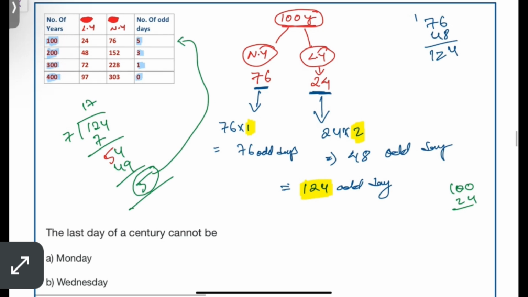Since there is 124 here, I try to convert it in terms of weeks so as to minimize our answer. So in that case, after converting it in terms of weeks, there is 7. This can be written as 17 weeks plus 5 days. So we say that the extra days which cannot be converted in terms of weeks, we call odd days. So which is 5 odd days here.